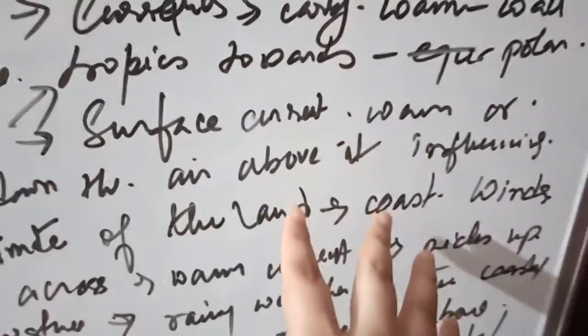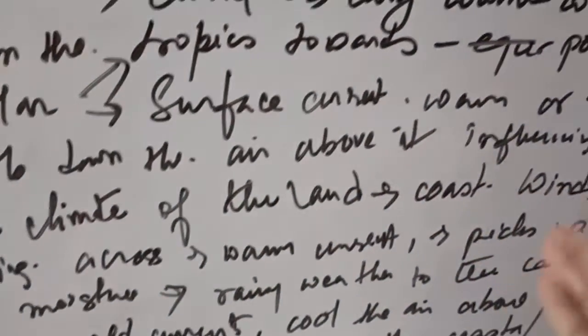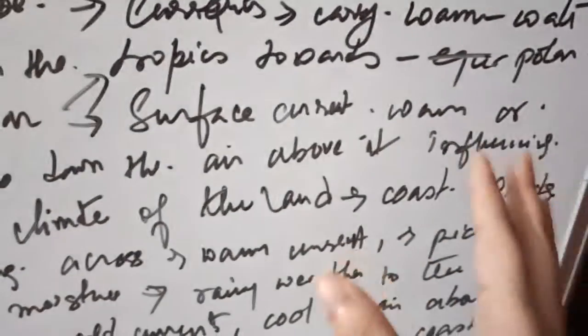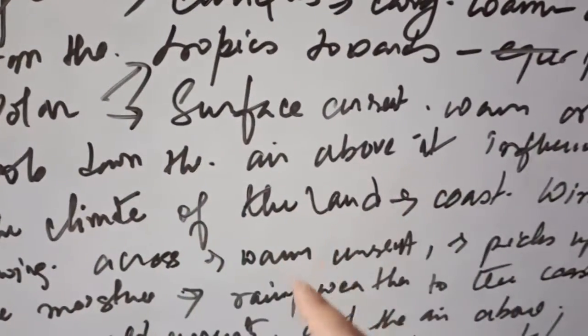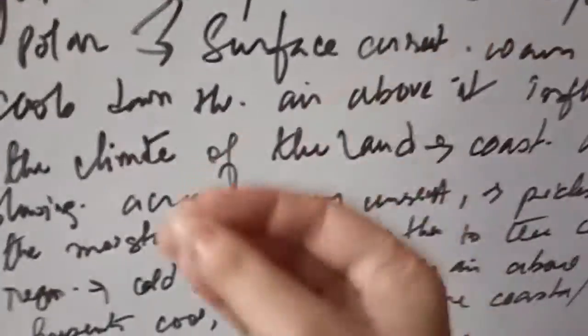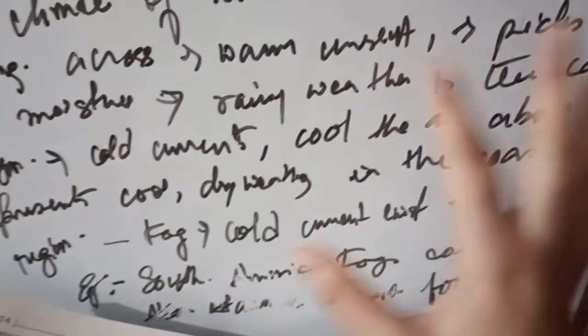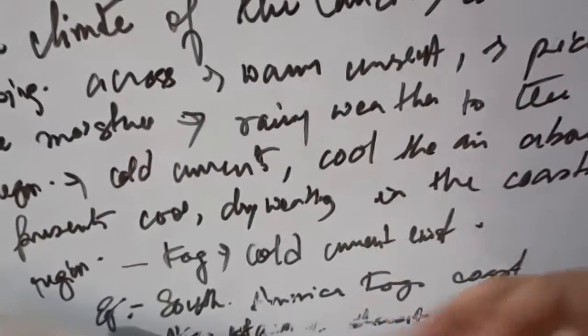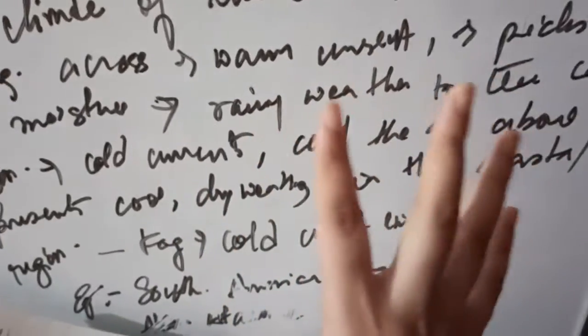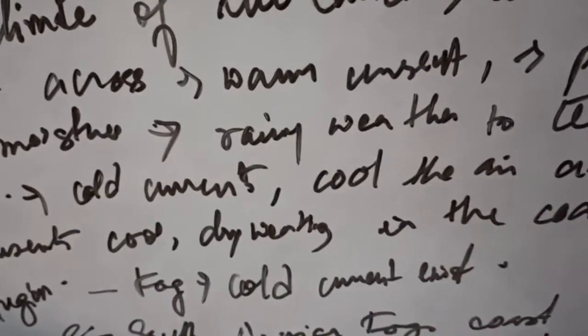Okay, so in the coastal region where the warm ocean currents are present, it actually warms up the air blowing across the region, and picks up the moisture from there. And when it picks up the moisture, it brings rainfall to the surrounding regions. Similarly, if the cold current is present, it will make the air more cool, and it will create a dry weather system rather than the warm ocean current. An example of this is the South America fog that is found in the coastal region.